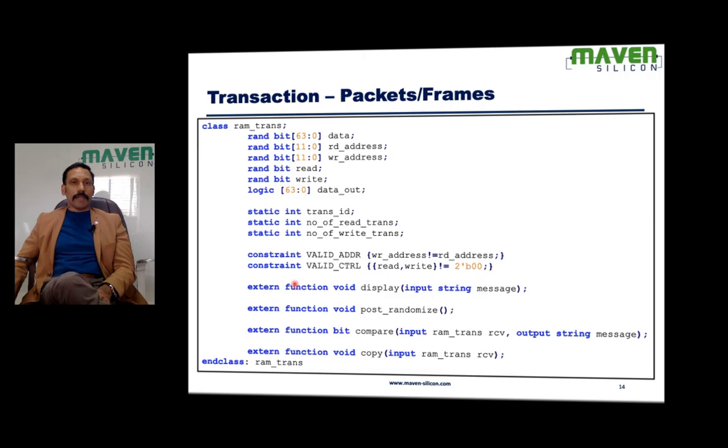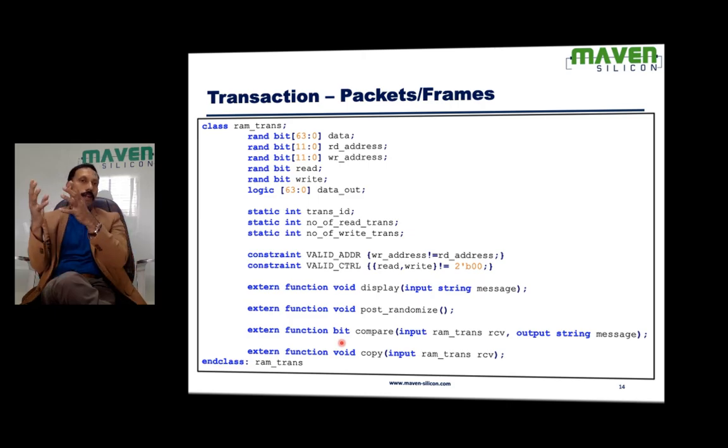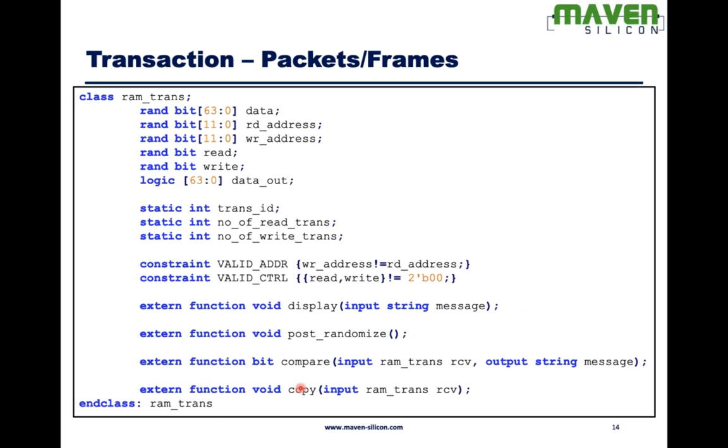Also, as part of the packet, we define different kinds of methods. So we want to define all the variables, and at the same time we also want to define what we actually want to do with those variables. Whether we want to display the variables, copy the variables, or compare the variables, maybe as part of the scoreboard later on. So there will be different kinds of functions or methods like display method, compare method, or copy method. So the class will have all the random variables and functions. That's how we define the packet.